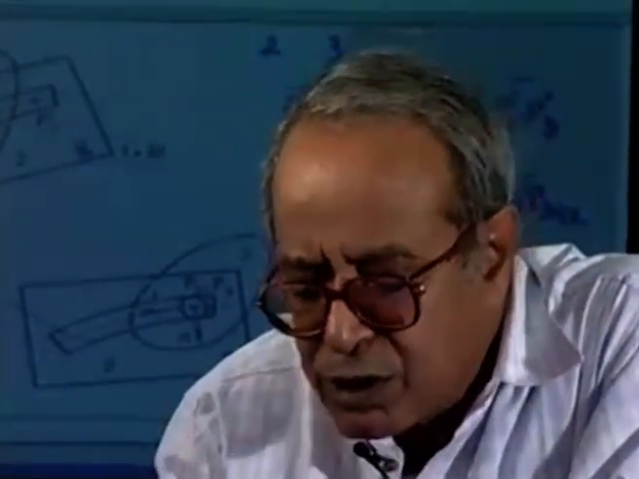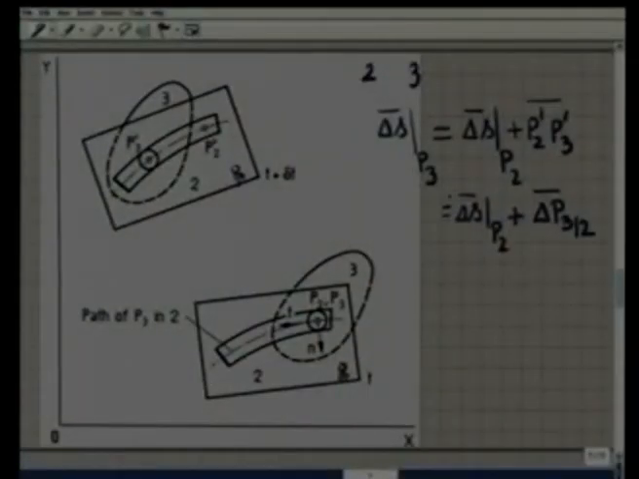Now, if we divide both sides of this vector equation by the time delta t and take the limit as delta t goes to 0, we get velocity of the point P3 is velocity of the point P2, these being the absolute velocities of the points P3 and P2 respectively, plus velocity of the point P3 as measured by an observer sitting on 2. So this is the relationship between the velocities of these two instantaneously coincident points, namely P2 and P3.